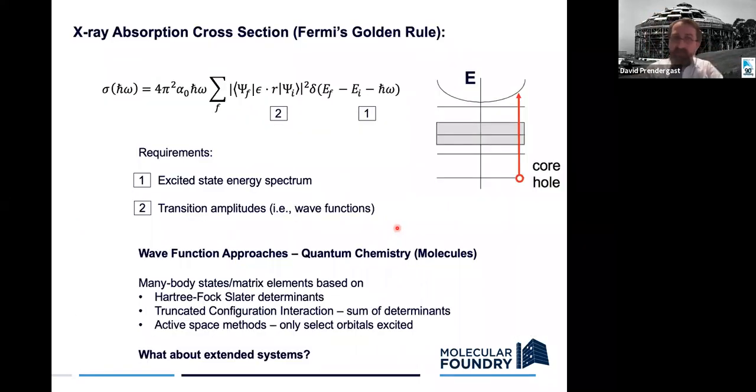And what this implies is, we're changing our approximation here. So if we go back to Fermi's golden rule, now we have a better approximation for what these wave functions might be. And so using wave function approaches from quantum chemistry, we can describe those many-body states using Slater determinants, something like configuration interaction or active space methods to build up a very large expansion of those particular electronic states.